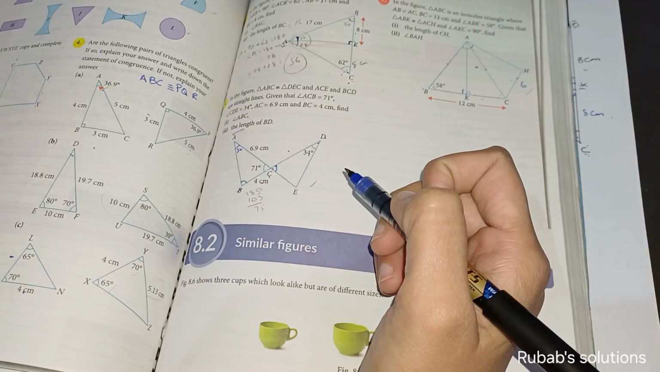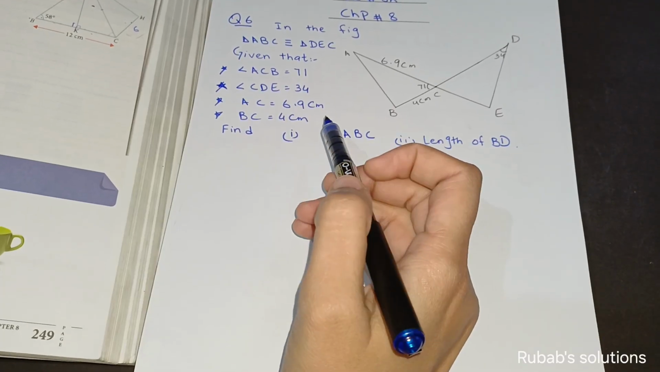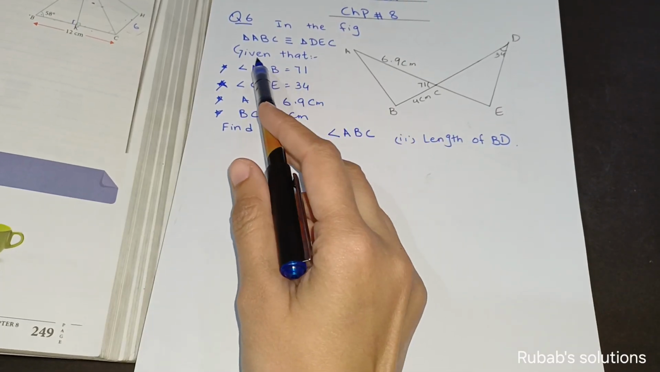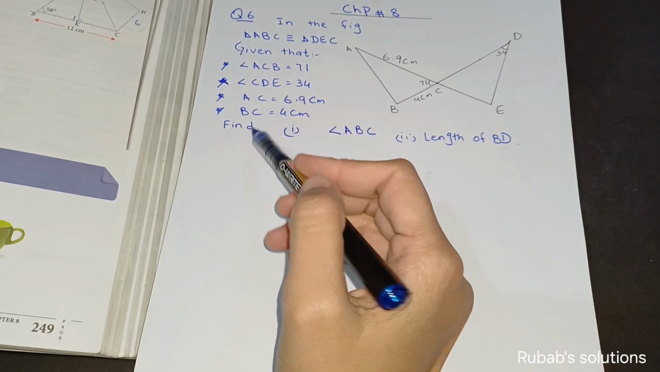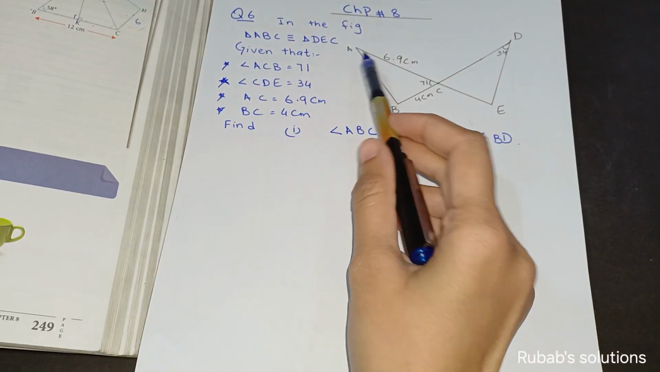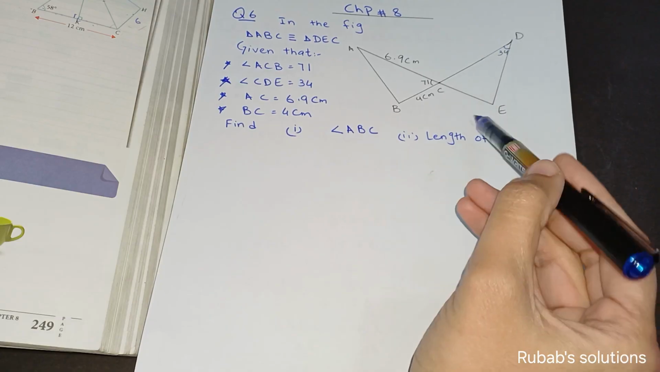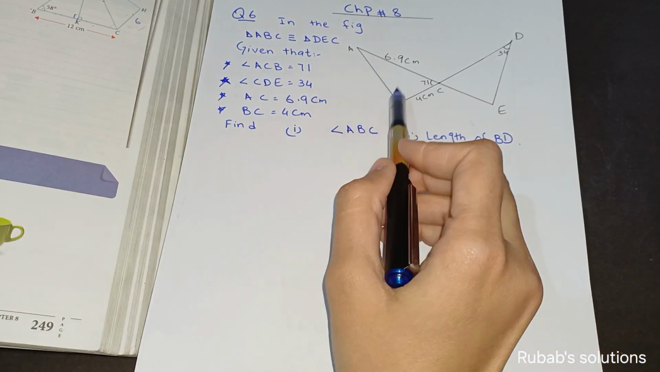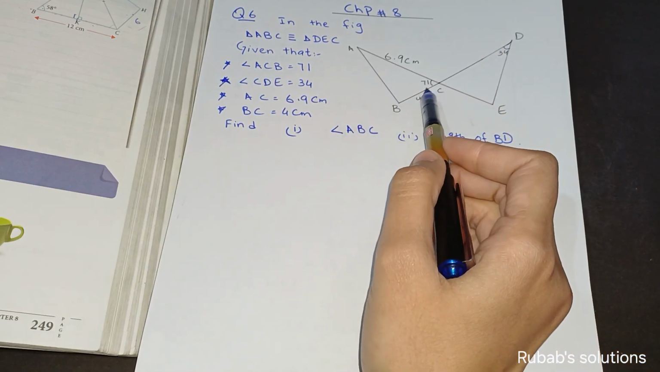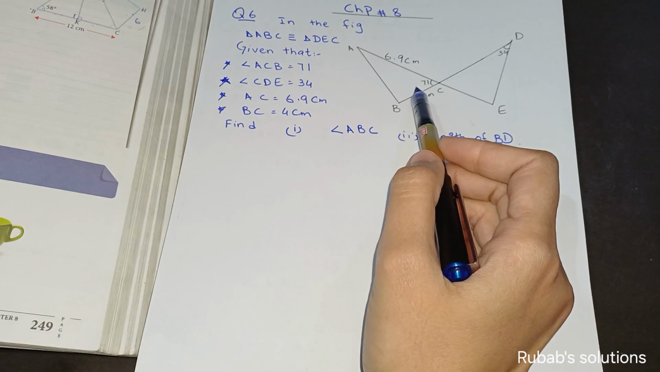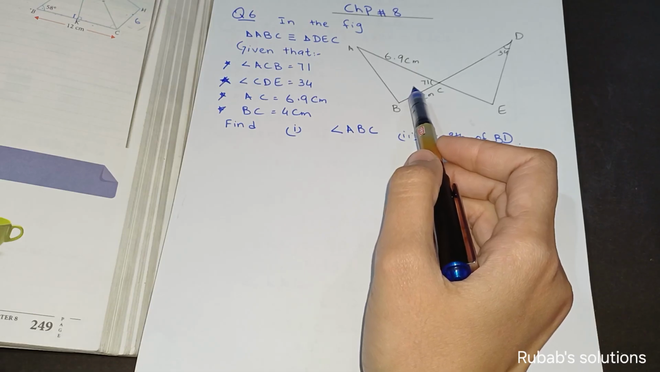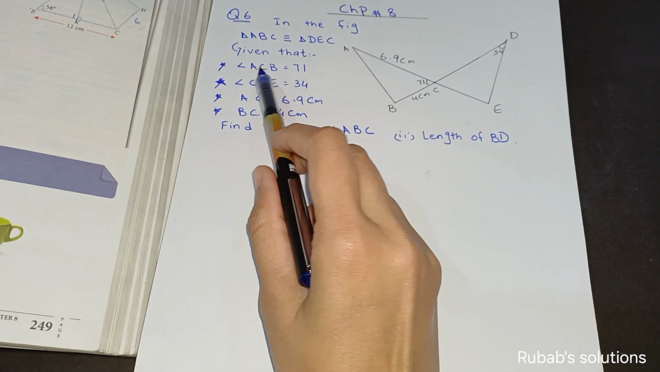So let's solve it. Again I have written what is given and what we have to find. ABC is one triangle, and the other triangle is CDE. These two are congruent. So again, using the definition of congruent, all their sides and all their angles will be equal.